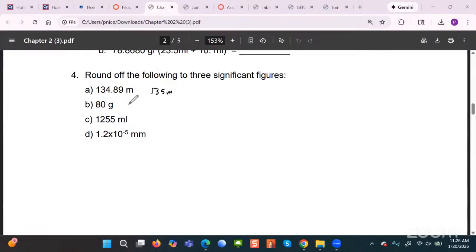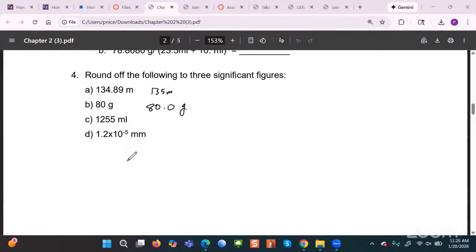What about B? 8.0. Nope. 3 sig figs. No, I'm talking about B. That'd be 100. 100 grams. There you go. 18.0. All right. Any questions? Oh, grams. Don't forget the grams. Any questions? Okay, what about C?